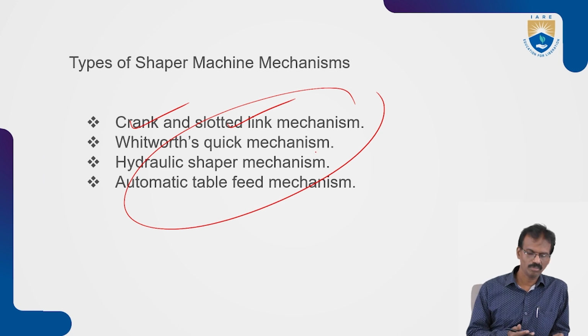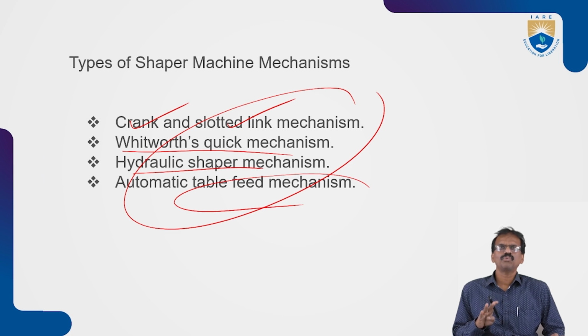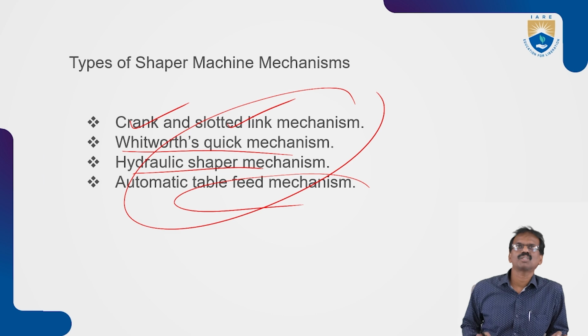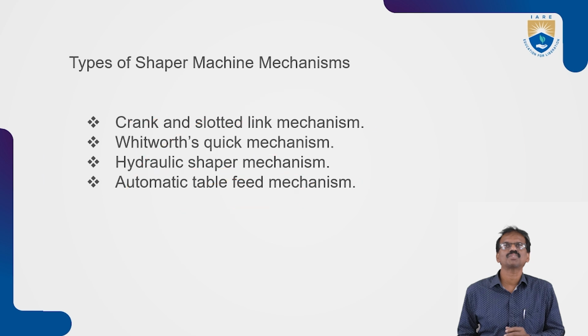We already saw that one. Next, the Whitworth quick-return mechanism is also there; we'll see it later. Next, the hydraulic shaper mechanism is also available. Next, the automatic table feed mechanism is also available. So there are four mechanisms used to convert rotary motion to reciprocating motion. These machines are called reciprocating machines because the tool moves forward and backward, to and fro.